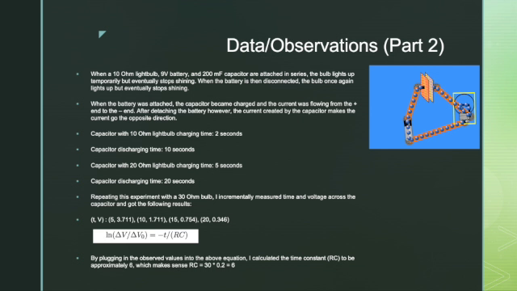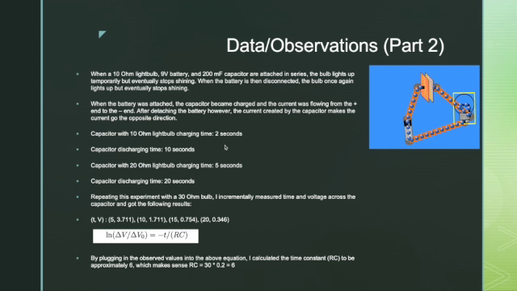Here's some more data and observations. I set up the circuit slightly differently. When a 10 ohm light bulb, a 9 volt battery, and a 200 millifarad capacitor are attached in series, the bulb lights up temporarily, but eventually stops shining. When the battery is then disconnected, the bulb once again lights up, but then eventually stops shining.